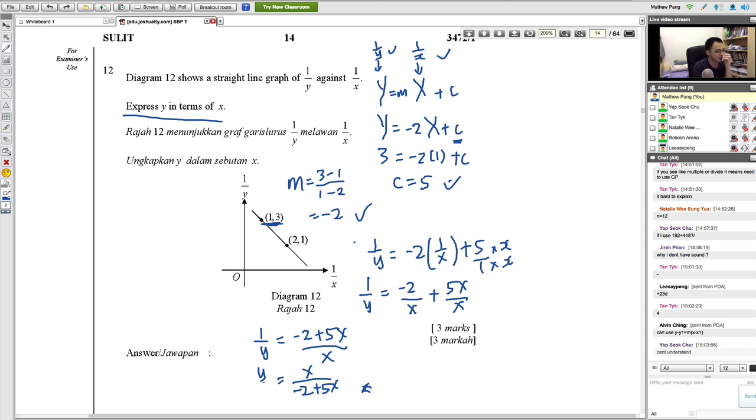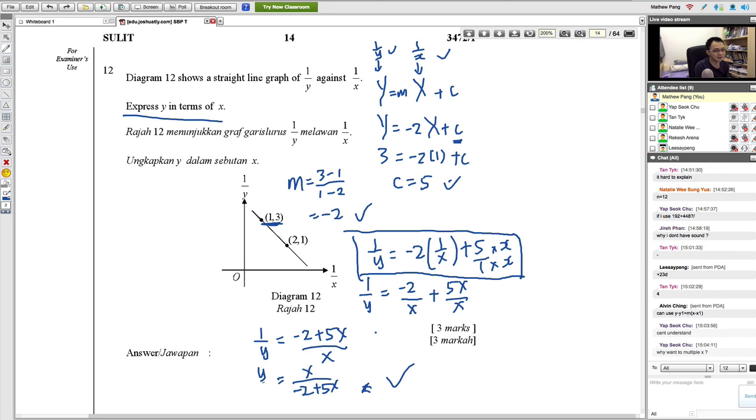Okay, if you do until here and you stop, actually I think you can get a maximum of 2 marks because the question asks you to solve y in terms of x. So you will need to do until you got this one.